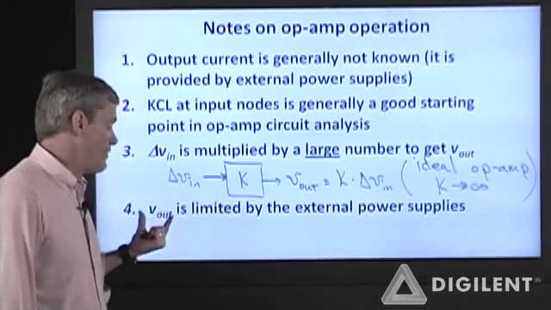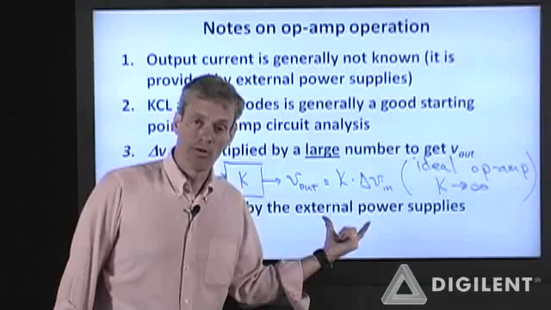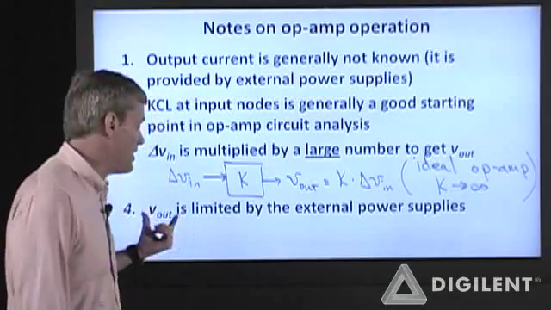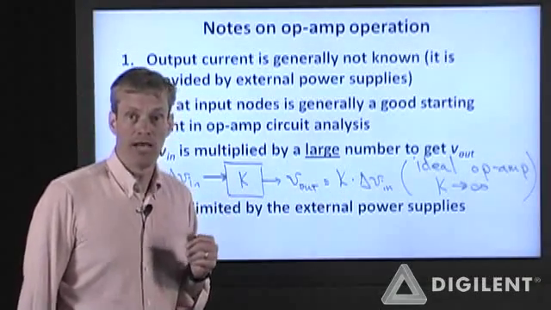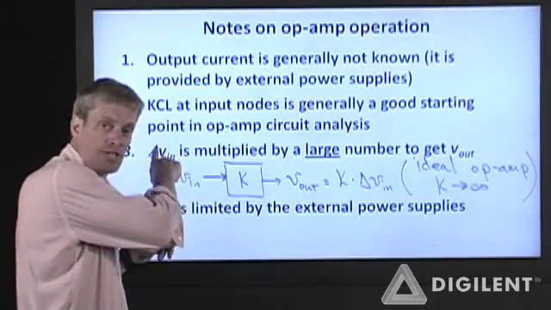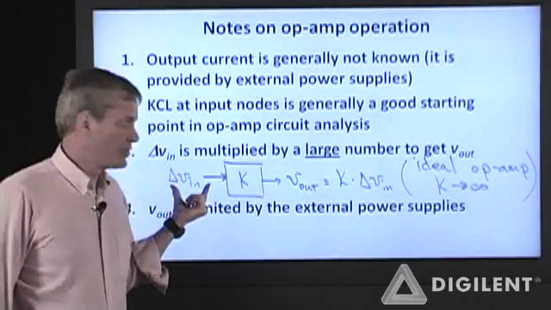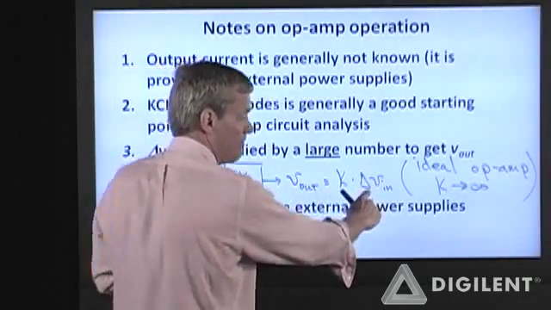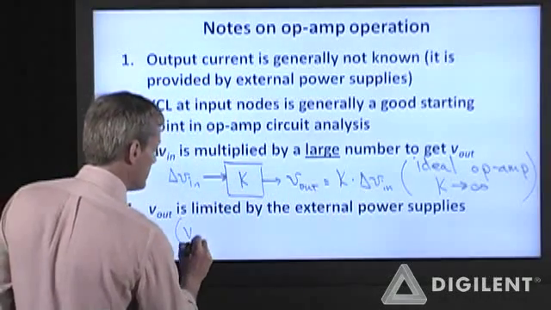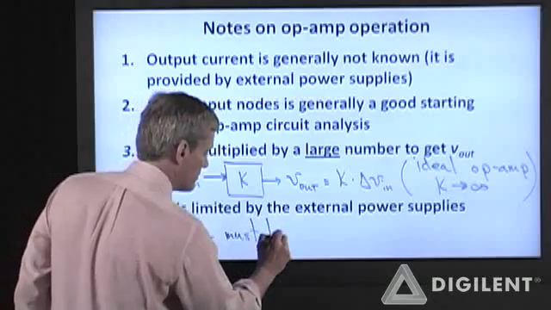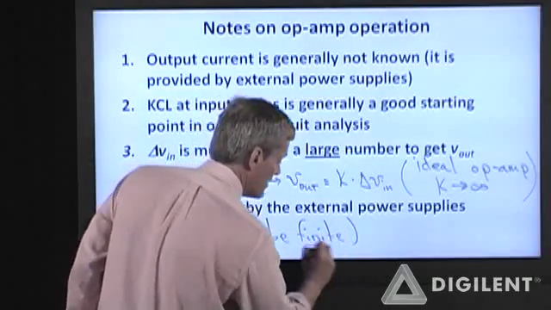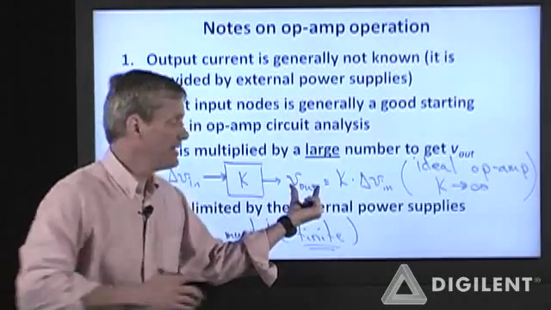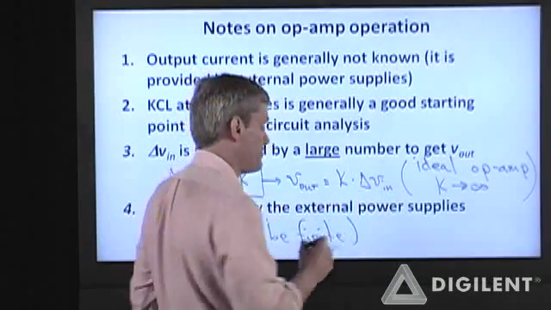Also, I mentioned earlier, the output voltage is limited by the external power supplies. Your output voltage must be lower than the positive power supply. It must be higher than the negative power supply. These two things in conjunction with one another lead us to the conclusion that delta V in has to be equal to 0. Because if V out is infinity times delta V in, and V out must be finite, right? We can only apply so much voltage at the power supply terminals. In order to make this a finite number, if this is infinite, this guy has to be 0.